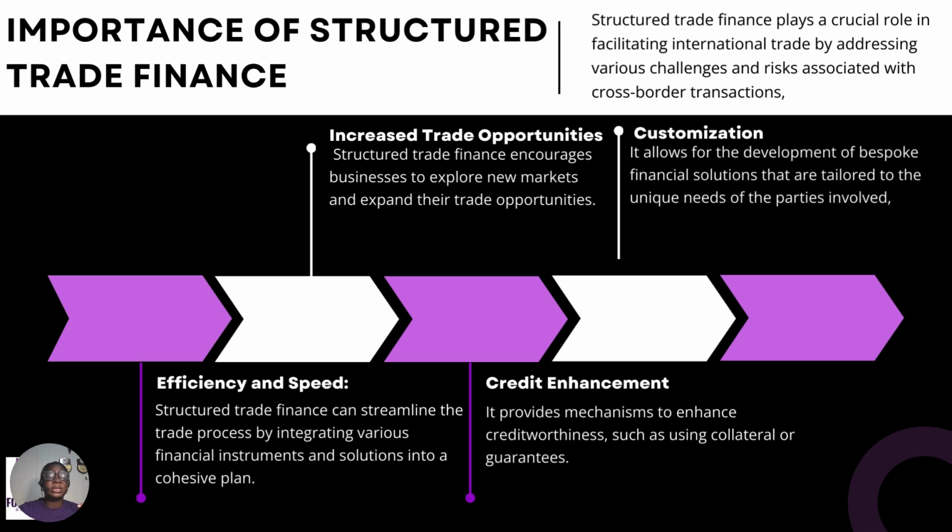The seventh importance is efficiency and speed. Structured trade finance can make the trade process smoother by combining different financial tools into one plan, reducing delays and improving efficiency. Number eight is credit enhancement. It offers ways to boost creditworthiness, like using collaterals or other guarantees, making it easier for businesses to get finances and negotiate better terms.